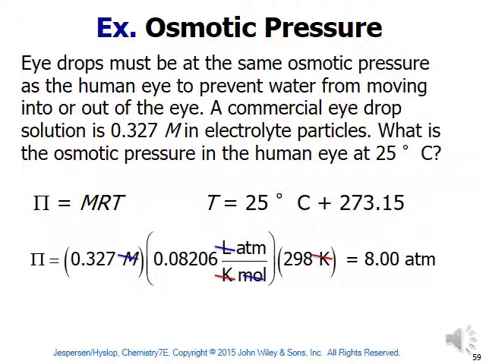So let's use a problem with the osmotic pressure. Eye drops must be the same osmotic pressure as the human eye to prevent water from moving in and out of the eye. One commercial eye drop solution is 0.327 molarity. What is the osmotic pressure in the human eye at 25 degrees C? So what we're doing here is solving for P. With molarity, we have R, which is the universal gas constant, and we have to change temperature to Kelvin, and then simply solve, and it's 8 atmospheres.